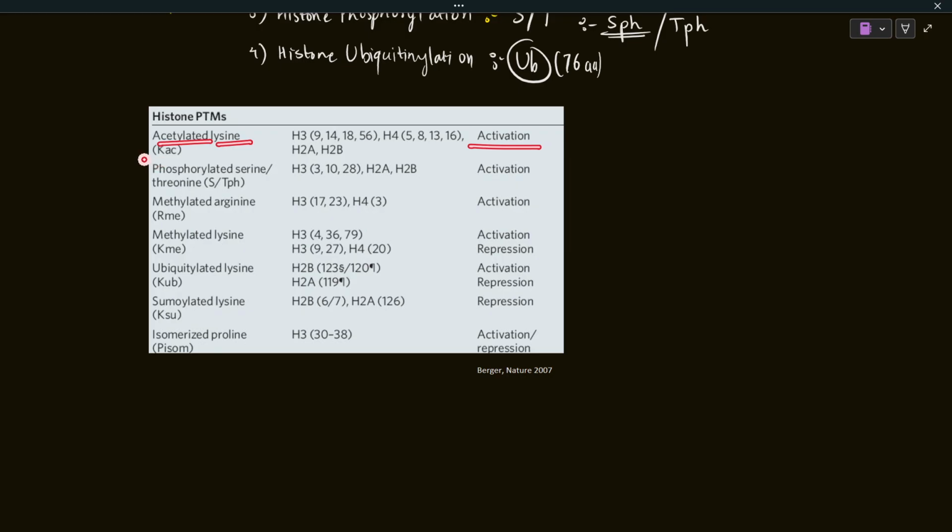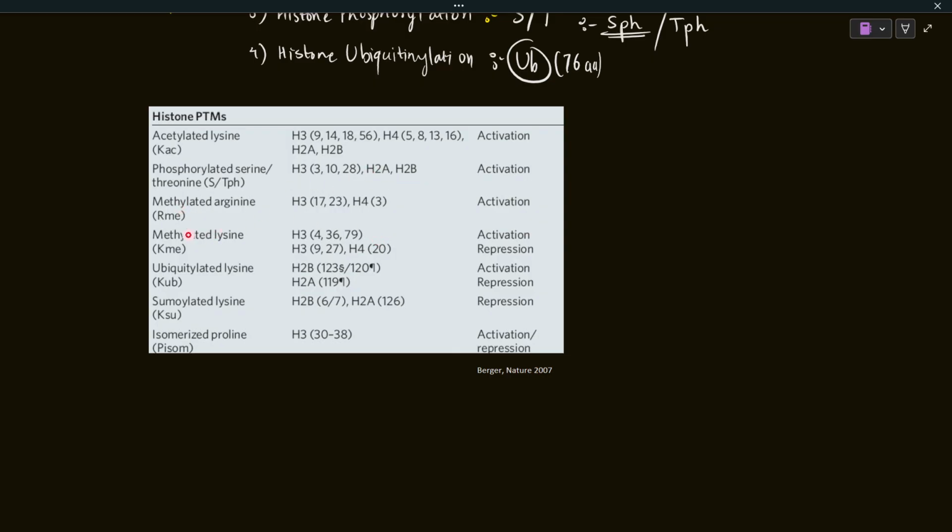It is written as KAC because lysine is written as K. Phosphorylation is done on serine and threonine, and that is why it can be written as SPH or TPH. It always leads to the activation of chromatin, and it is done on serine and threonine residues on H3, H2A, or H2B.